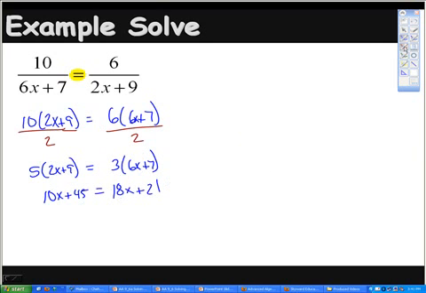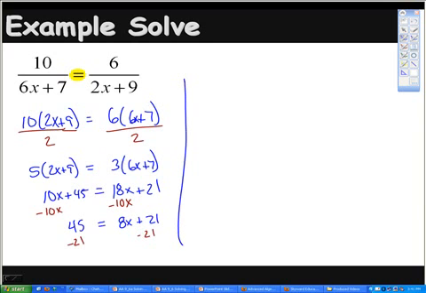Let's try to get all the x stuff on one side, so let's subtract these 10x's away from both sides. That'll give me 45 is equal to 8x plus 21. Now let's subtract the 21 away to try to start getting x by itself. That'll give me 45 minus 21 is 24 is equal to 8x. Now we can go ahead and divide by 8 to isolate x. And it looks like x is equal to 3. 24 divided by 8 is 3.